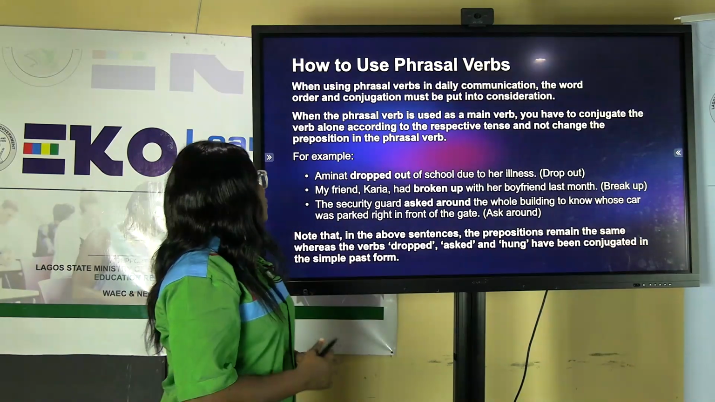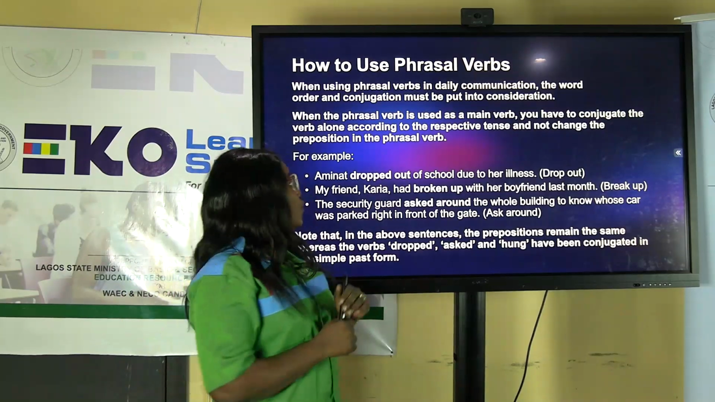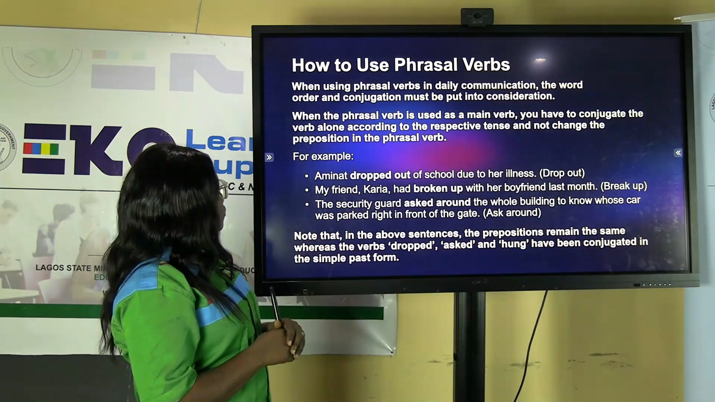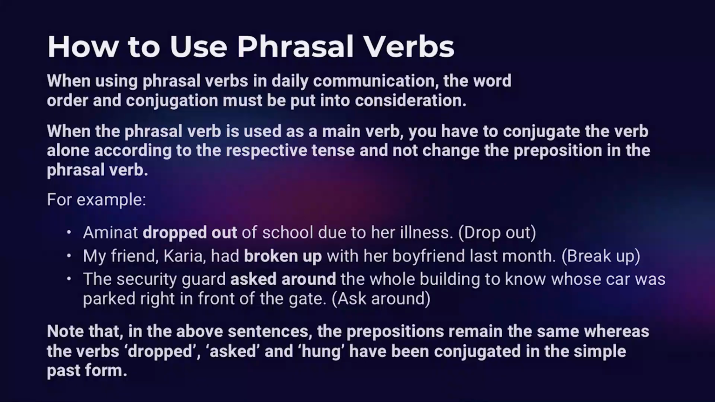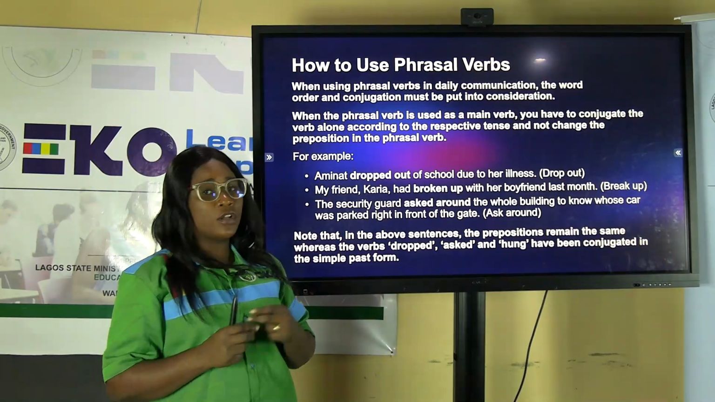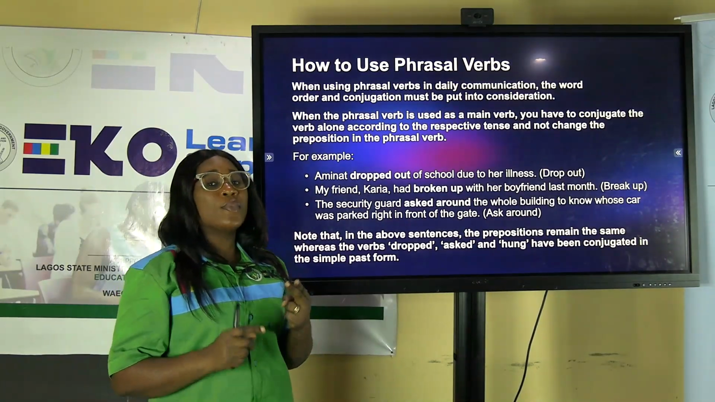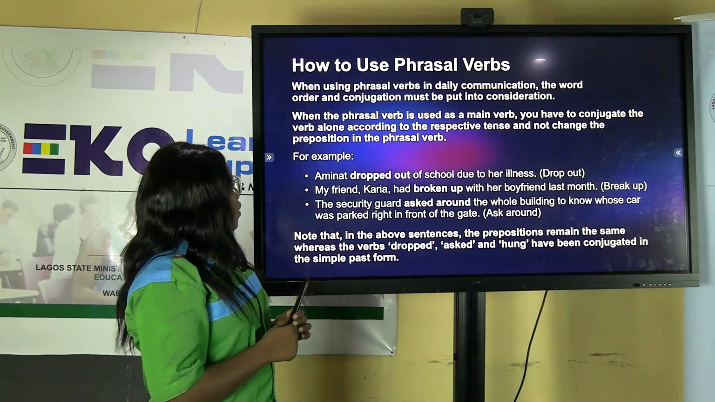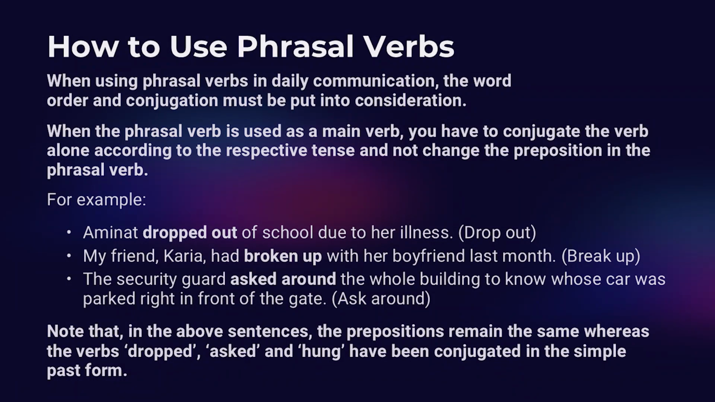Let's move on. How do we use phrasal verbs? When using phrasal verbs in daily communication, the word order and conjugation must be put into consideration. You must put these two things into consideration. Number one, the word order. Number two, the conjugation. When the phrasal verb is used as a main verb, you have to conjugate the verb alone according to the respective tense and not change the preposition in the phrasal verb.